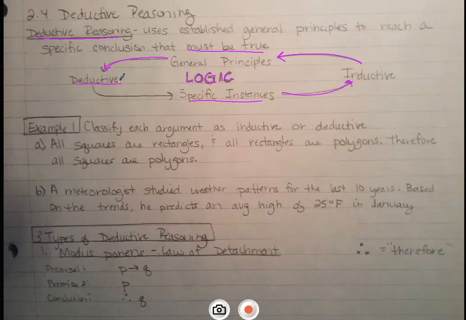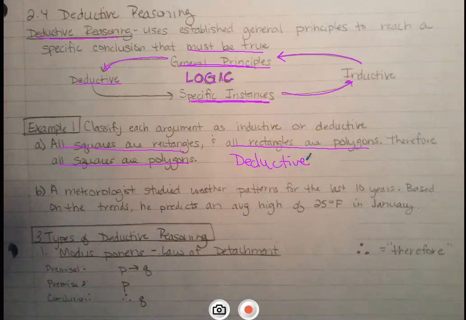It says classify each argument as inductive or deductive. All right, so A: all squares are rectangles and all rectangles are polygons. Therefore, all squares are polygons. Okay, so is this inductive? Are we looking at specific instances or examples? Or is it deductive because we're drawing our conclusions from general principles? Hopefully you got that it was deductive.